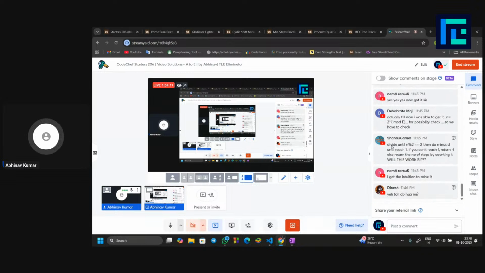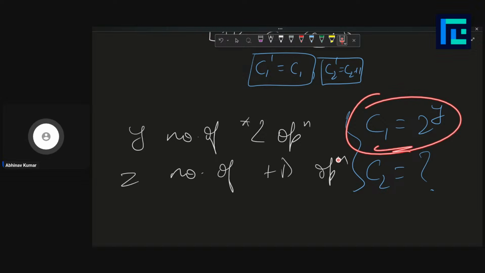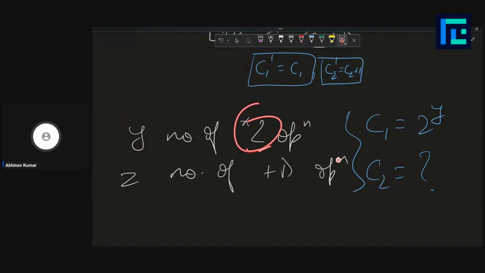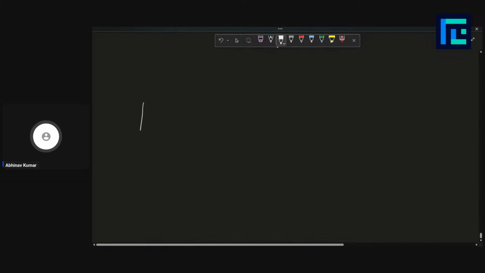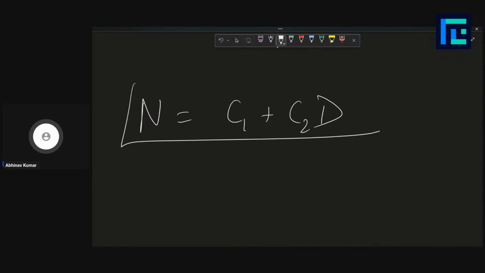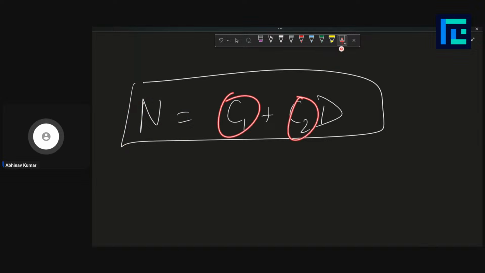Okay, if it is clear till here, then we can say that this constant value would be the number of times you perform the multiply by 2 operation. Now you know for sure what you finally want to achieve. You want C1 plus C2 times D to be equal to N. This is the value you want to achieve finally. Both C1 and C2 would be greater than 0 only, positive values only.